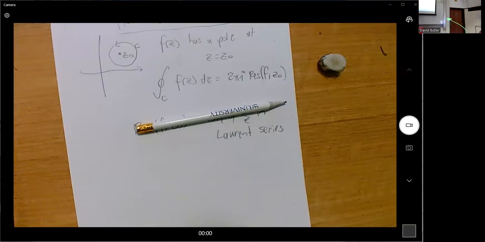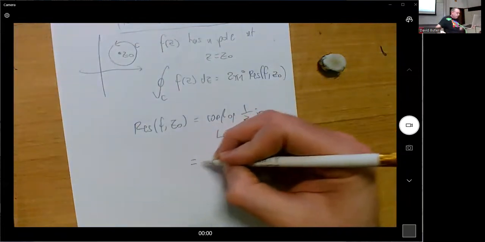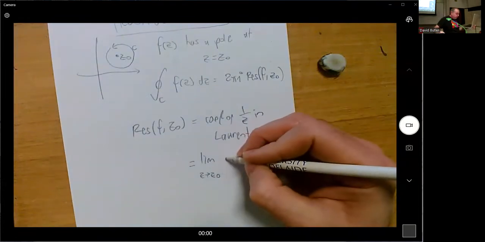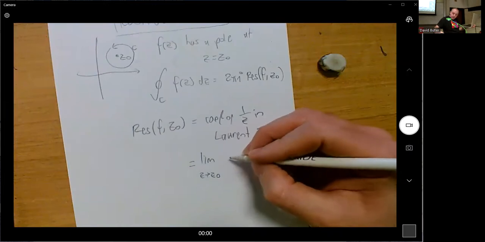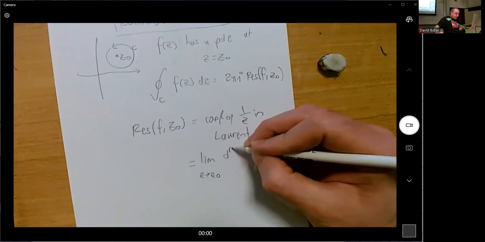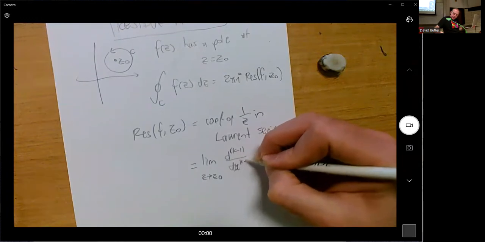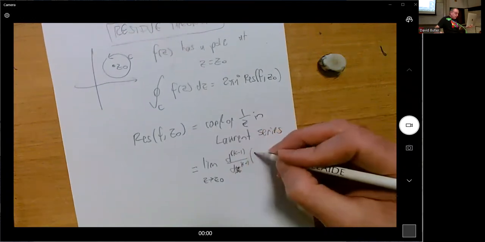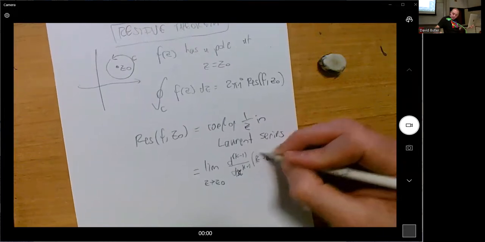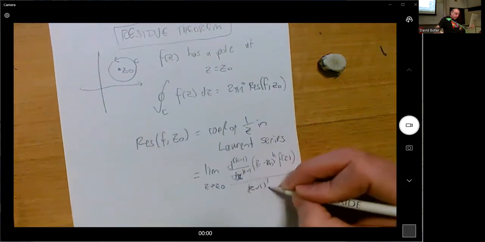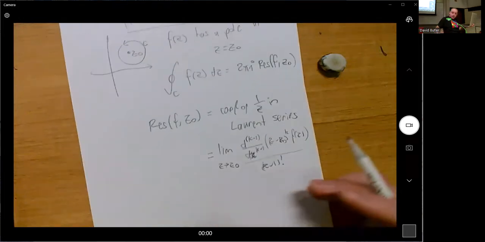No, it is the coefficient. And it's also the limit as z goes to z0 of the k minus 1th derivative of z minus z0 to the k times f of z, all divided by k minus 1 factorial, where it has a pole of order k.